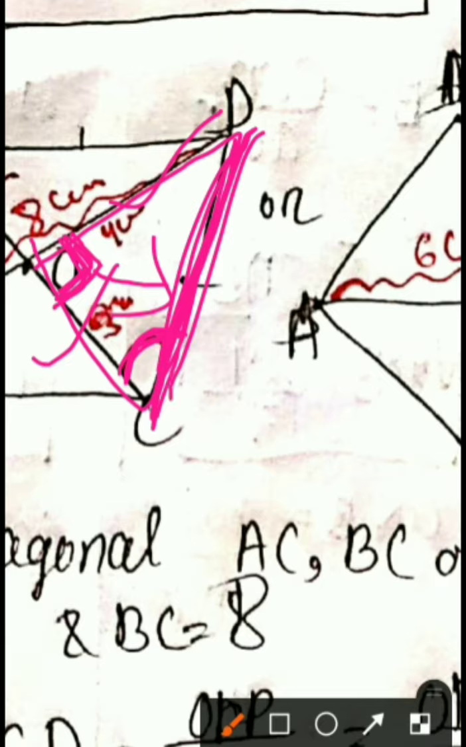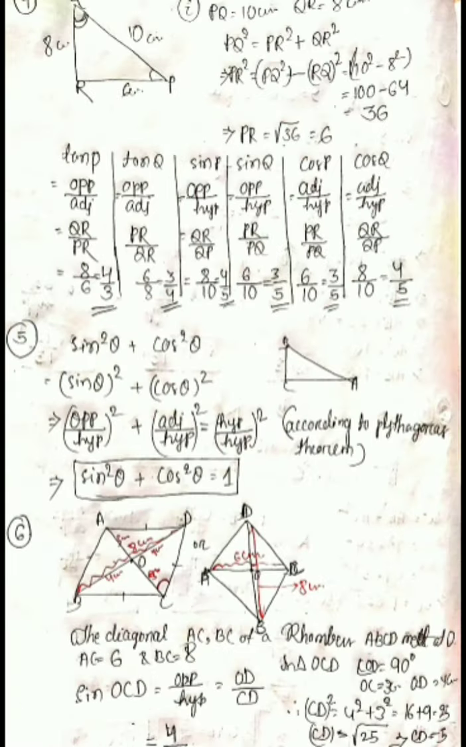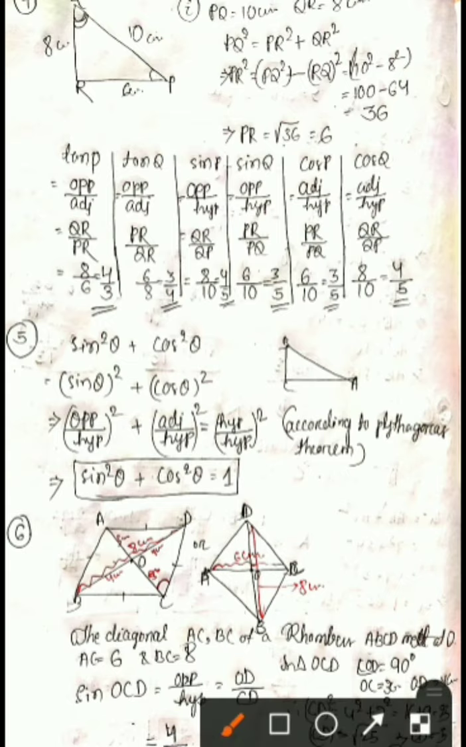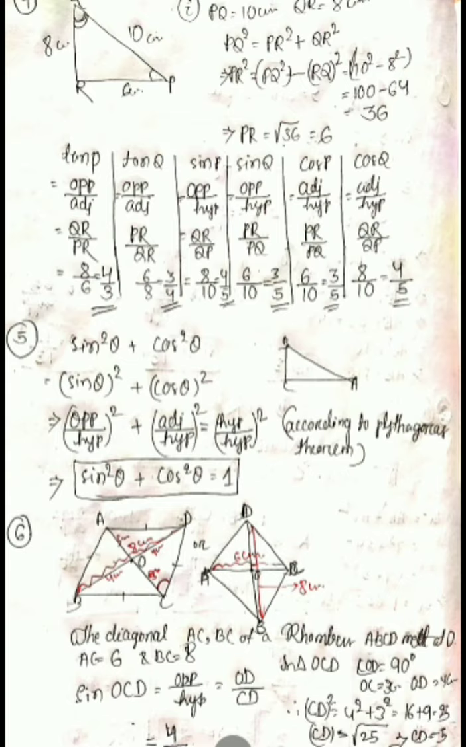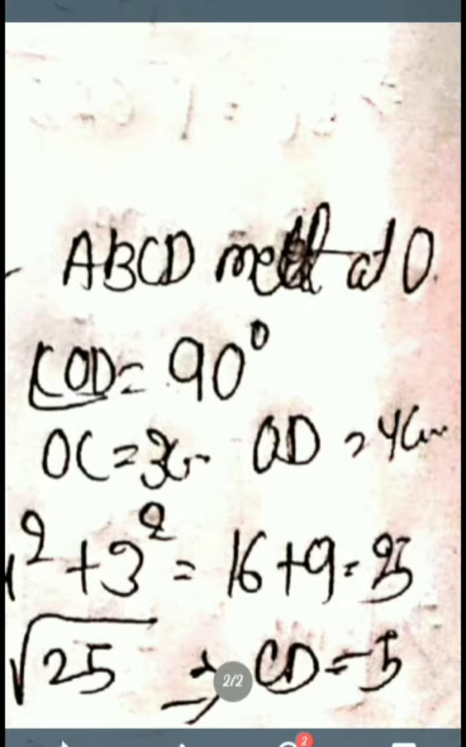CD square equal to OD square plus OC square, you can take it by Pythagoras theorem. So CD square will be 4 square plus 3 square. 4 square is 16 and 3 square is 9. So 16 plus 9 is 25. So CD square equal to 25 you got. What will be the value of CD? The value of CD will be 5. See it here, the value of CD is 5.